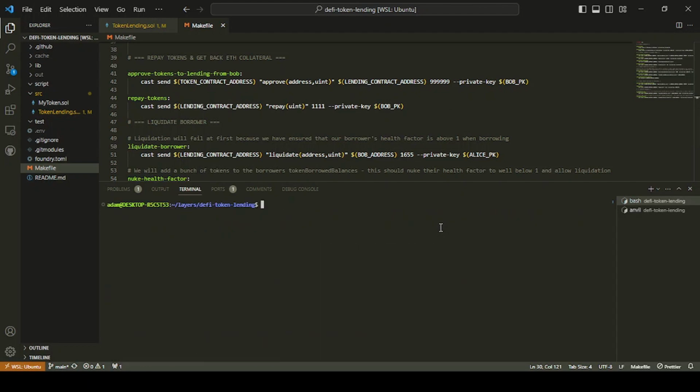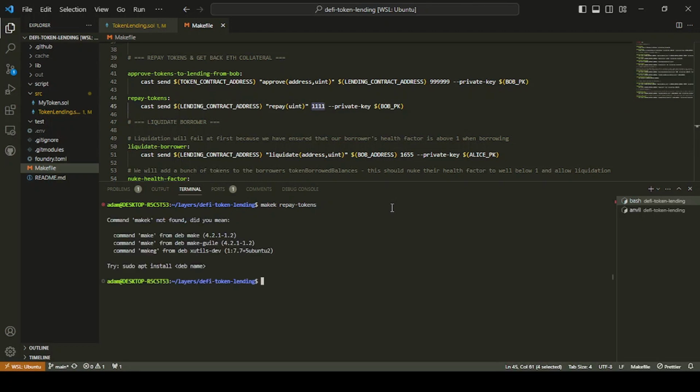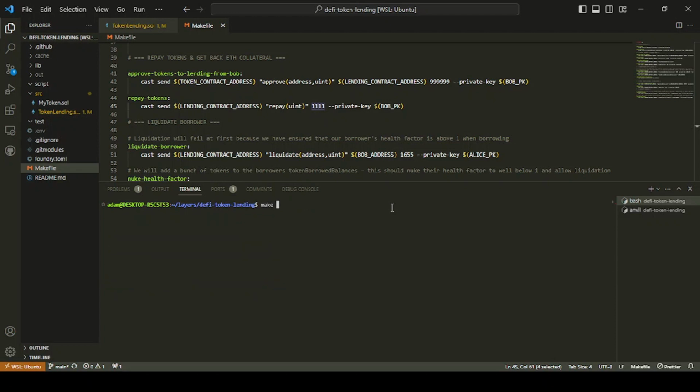So we clear that. Then we're going to do make repay tokens. And cast send to the lending contract, repay, and it takes a uint, and the uint is we're just going to repay 1,111, and it's from Bob. So repay tokens. Oh, make, not clear that, it's messy. Make repay tokens. There we go. It's gone through.